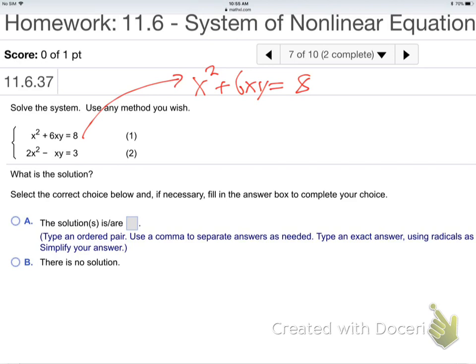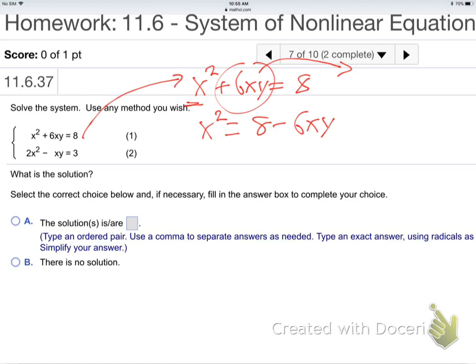Now, it would not be a good idea to solve for x. So I'm going to solve for x squared, but not for x. Does everybody see that? That'd be a pain. If you solve for x, it'd be a pain. So it'd be easier to solve for x squared and plug into the other equation. So I'm going to solve for this x squared. How do I do it? Grab this 6xy, jump it to the other side. Then I have x squared is 8 minus 6xy. That good there?